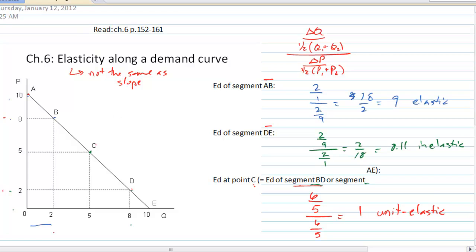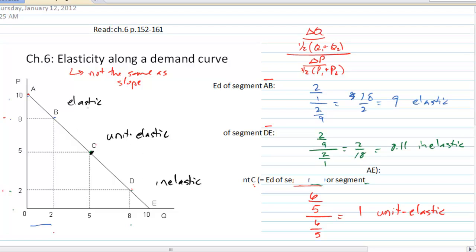Okay, so to sum up, we've shown that this segment up here is elastic. This point here, C, is unit elastic. And this segment down here, DE, is inelastic. Those relationships are always going to hold, and here's exactly what it's going to be. The midpoint of the demand curve.